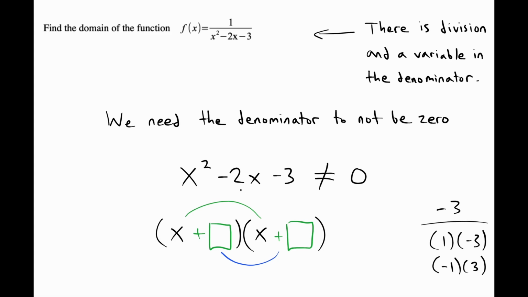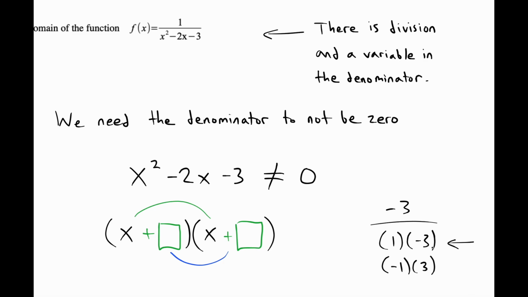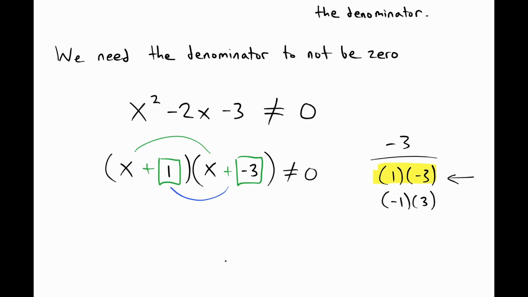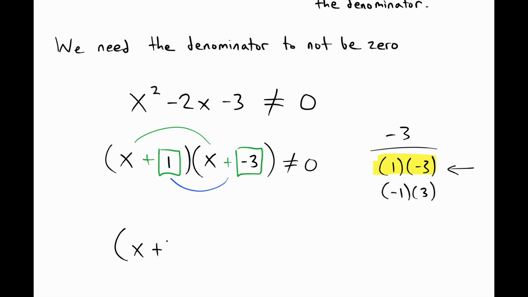We're looking for the combination that would also add to the middle term of negative 2. So that's clearly this combination here. This is the one we need that meets both criteria of multiplying to negative 3 and adding to negative 2. So it's going to be x plus 1 and x plus a negative 3. So I'll rewrite this now, and now it's completely factored.